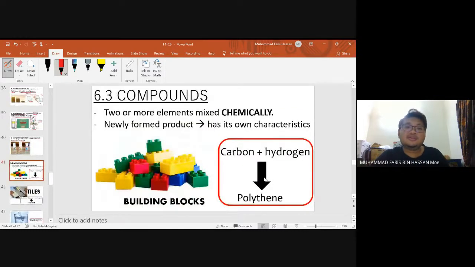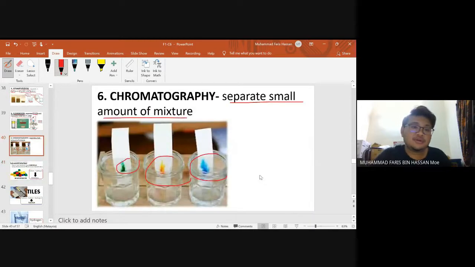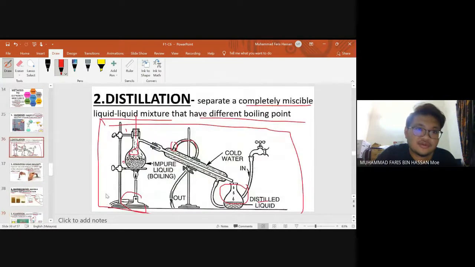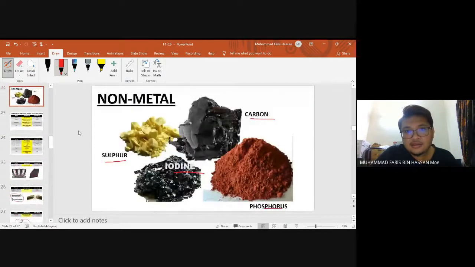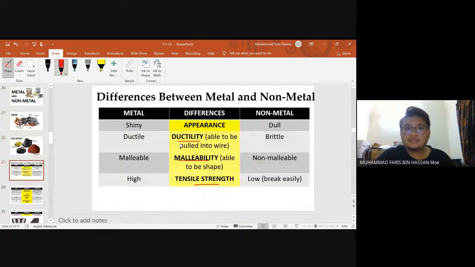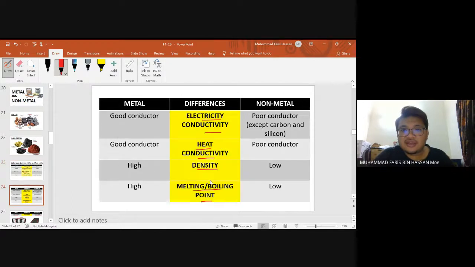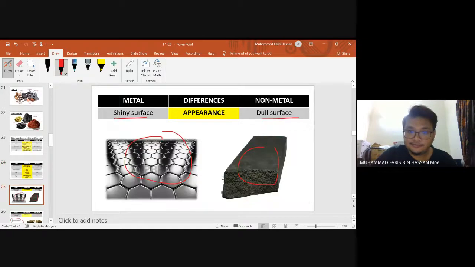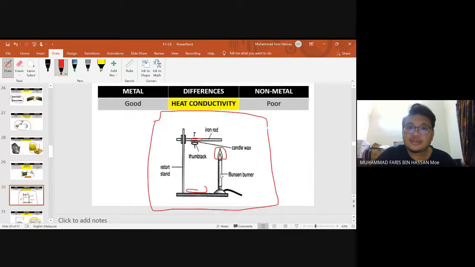Okay, so we are done with subtopic 6.2. Before we end our class for today, let's recap what we learned. Today we learned about metals and non-metals, and the differences between them, such as appearance, ductility, malleability, tensile strength, electrical conductivity, heat conductivity, density, and also the melting and boiling point. And then we also learned about mixtures.